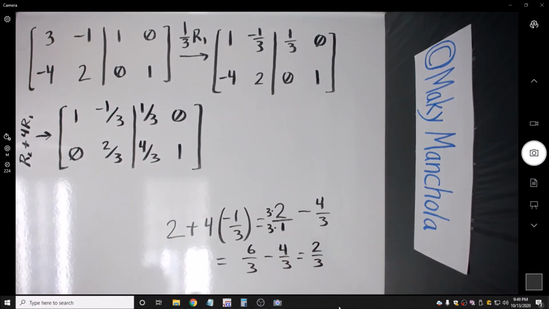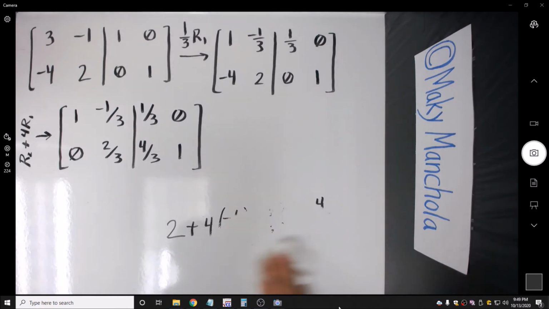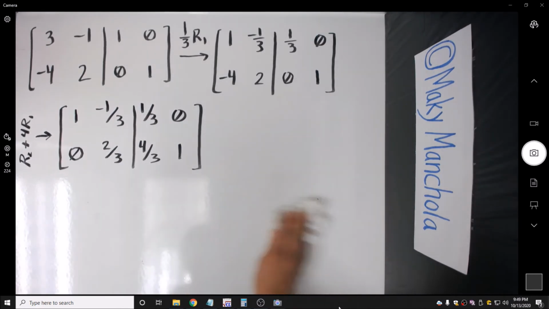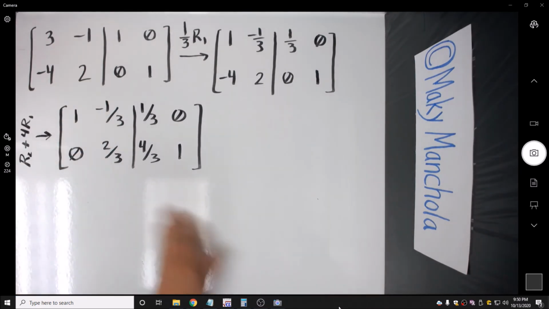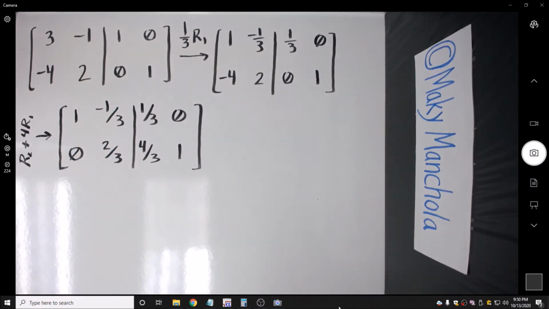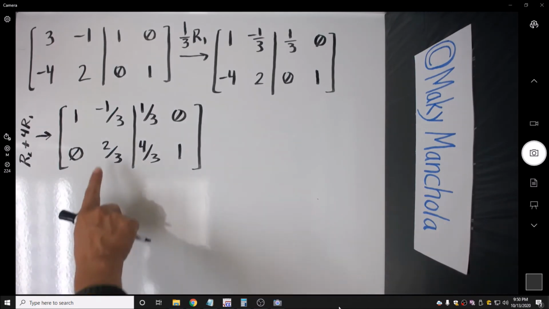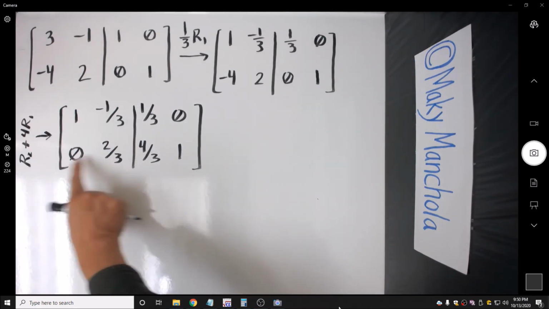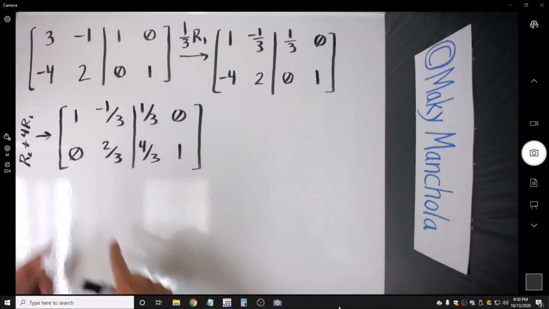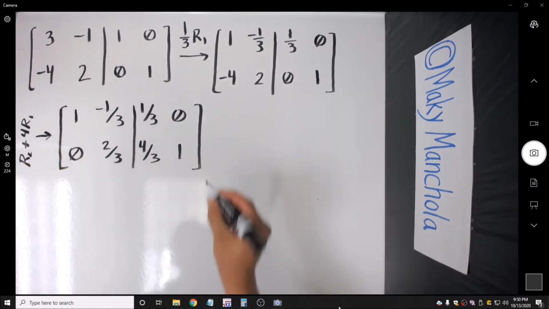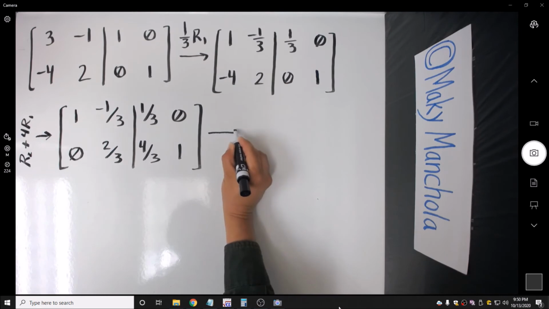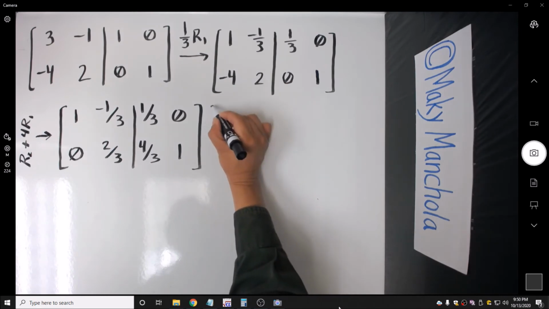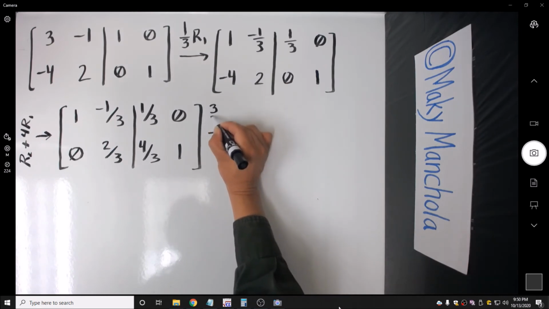Okay, now we're going to go to the next row. So in this case, the second row. We want to make the first non-zero entry of that row a 1. So that means we need to multiply our second row by 3 over 2, the reciprocal of 2/3. So multiply row 2 by 3/2.